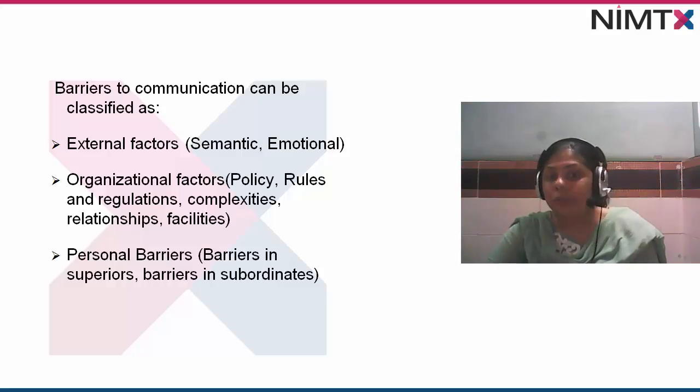broken. Or rather promises. So what is a rule? It's a promise in an organization that we would adhere to it. So sometimes it should be broken. If it is very rigid, it may become a barrier. It may impede communication. Complexities, yes, complexities definitely impede communication.